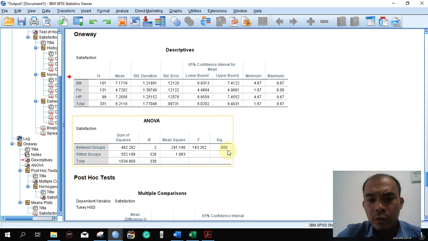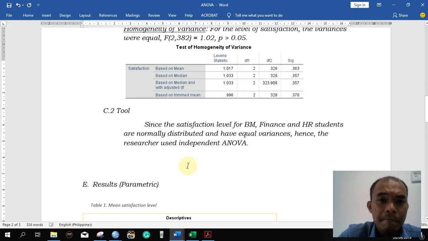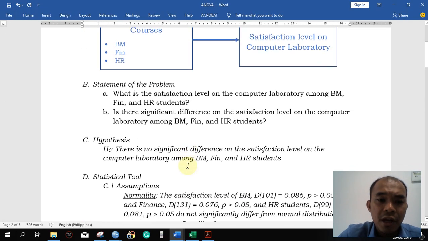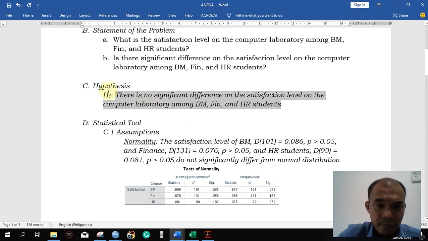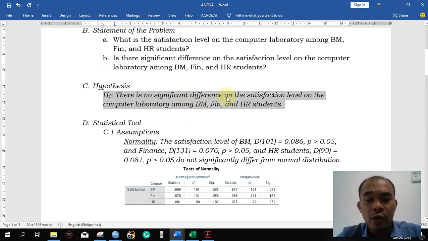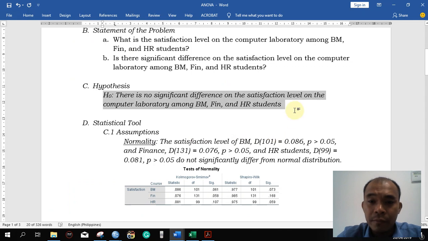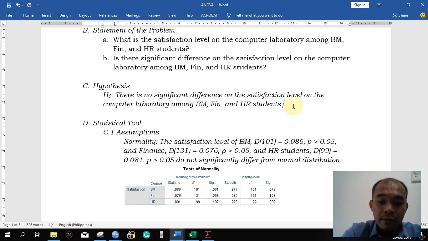Okay? So if we have the 0.0, how are we going to reflect that in our hypothesis? If we go back to the ANOVA here, what is our decision for our hypothesis? Our null hypothesis is that there is no significant difference on the ANOVA, but since the significance value is less than 0.05, we can reject this one.